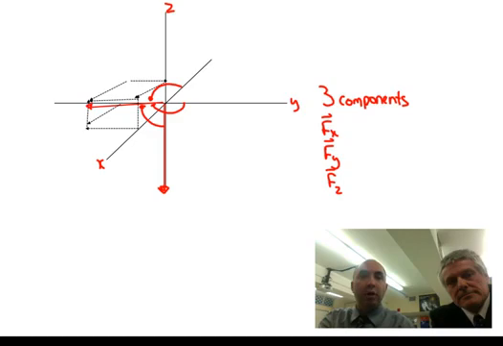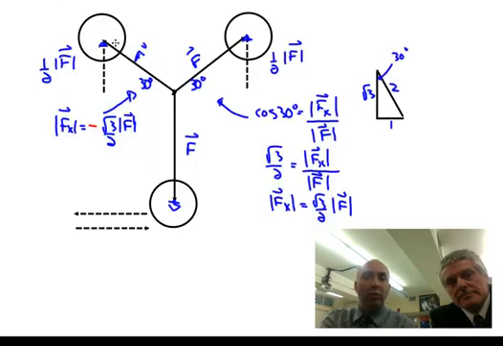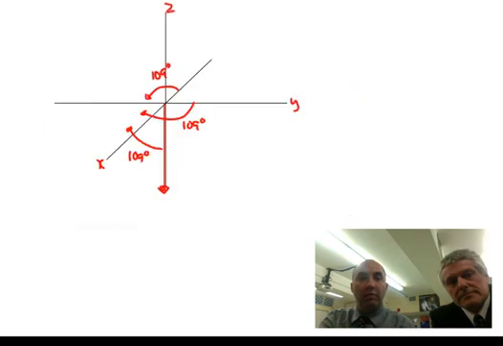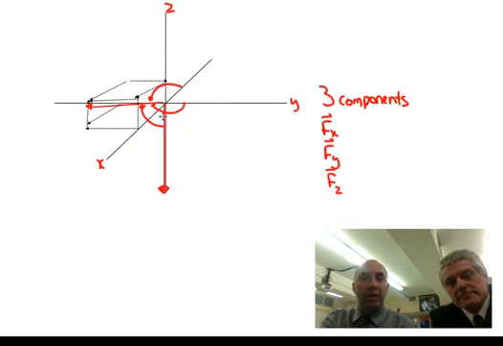Unlike the previous part, which was two dimensions where we only had x parts and y parts, when we break it into three dimensions, you'll have all three parts. And then when you summed up all the x's, the result would be 0. When you summed up all the y forces, the result would be 0. And when you sum up all the z's, the result would be 0.